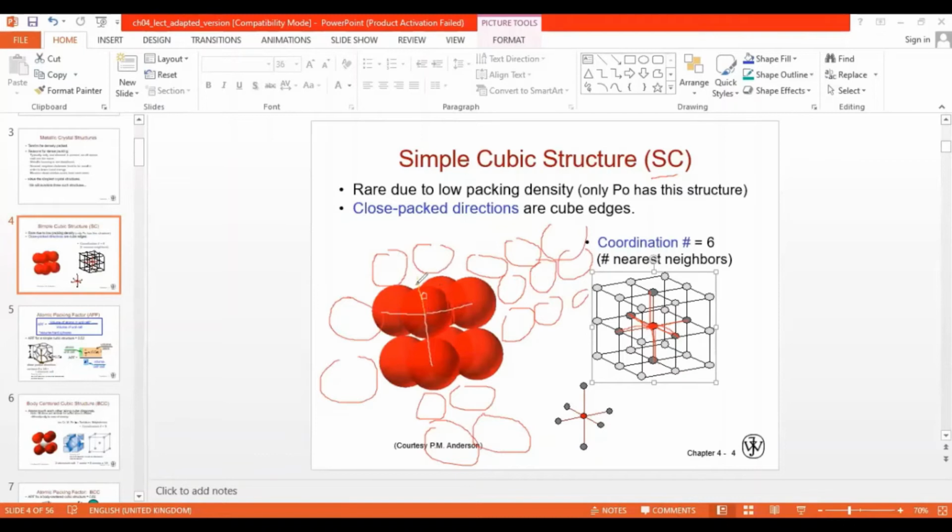This and this are not in contact because in between there is a void. You see here and here, that is not contact because there is a void, right? But this and this are in contact. You see here, there's a contact, right?